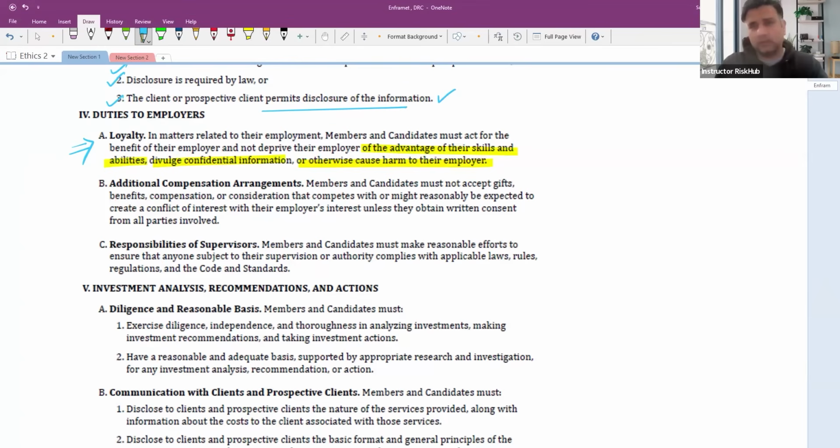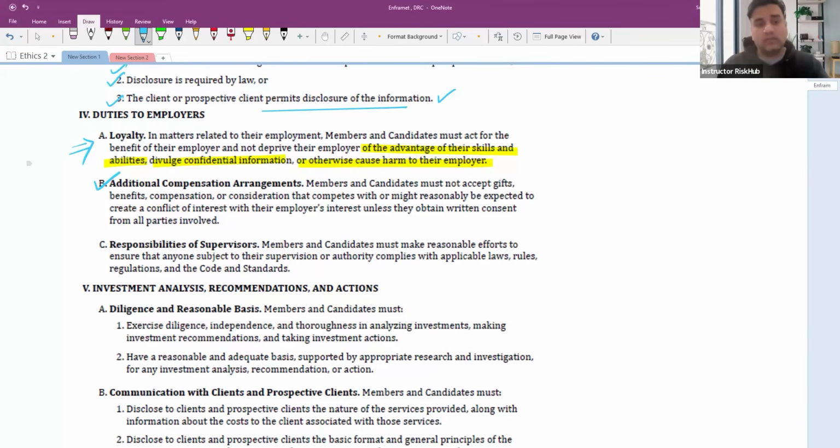See, all this looks very simple, right? Very simplest. But unless you practice questions, it doesn't stick in your mind how questions will be asked in the exam. So overall, loyalty is act for the employer's benefit, don't steal clients, don't steal data.